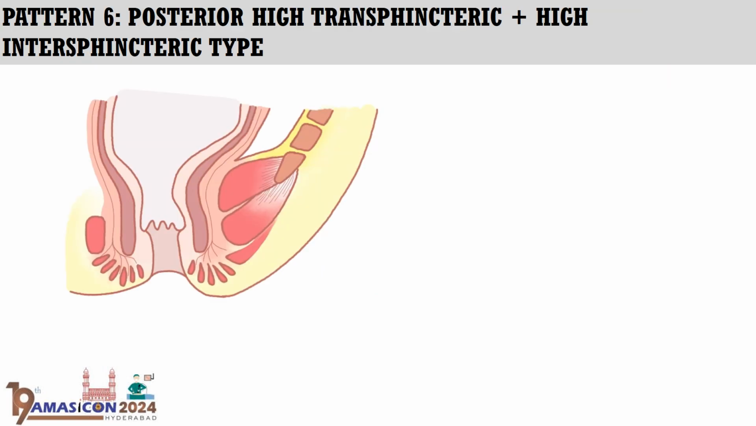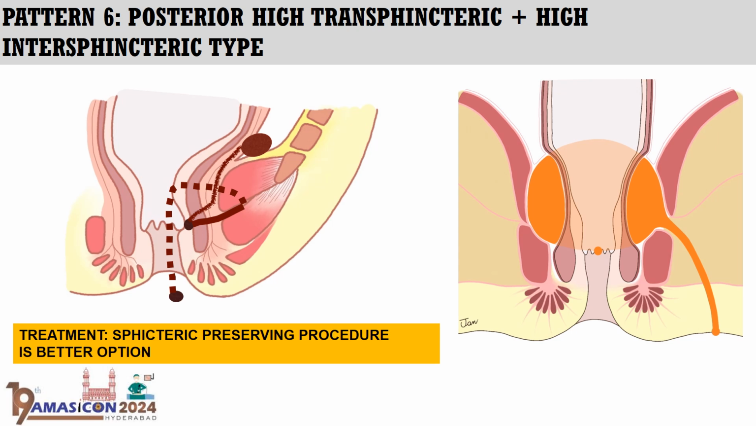One of the most complicated patterns is posterior high transsphincteric and high intersphincteric type, which has both patterns, and this needs a sphincter preserving procedure, which can be intraanal fistulotomy and ligation of the fistulous tract over the external sphincter and debriding the abscess component or infective pathogen.